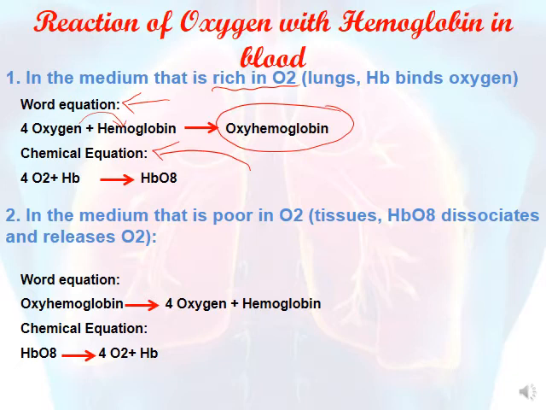While in a medium that's poor in O2, like the tissues, HbO8, which is the oxyhemoglobin, will dissociate to give hemoglobin and oxygen. This is what we need, release of oxygen. So oxyhemoglobin will give 4 oxygen plus hemoglobin. This is the word equation, while the chemical equation is HbO8 gives 4O2 plus Hb.